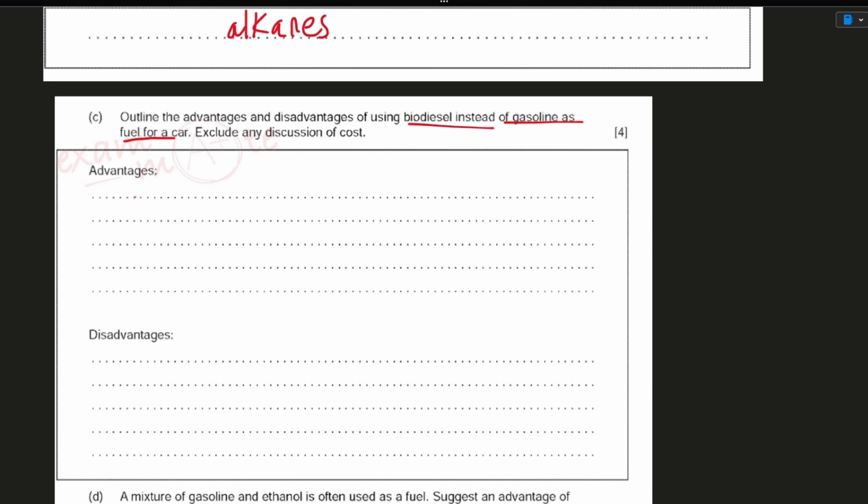So one advantage that immediately comes to mind for using biodiesel is the fact that it's renewable. And biodiesel, because it's, I assume, more environmentally friendly than gasoline, we can say it has a lower carbon footprint than gasoline.